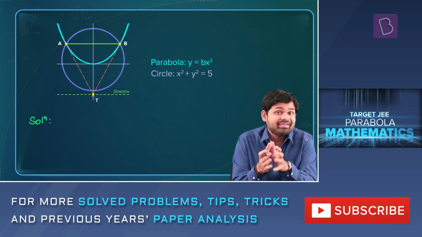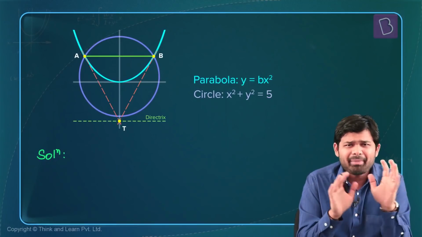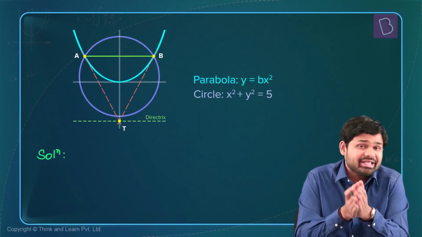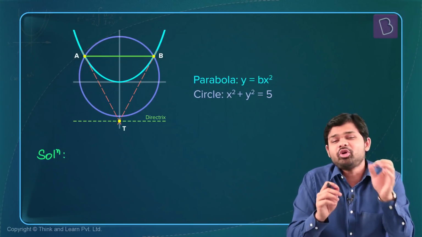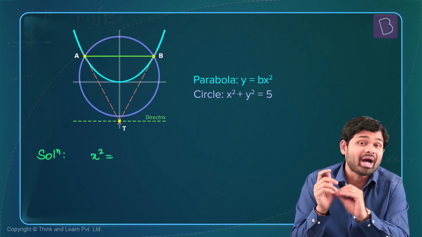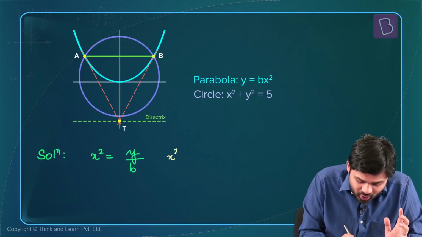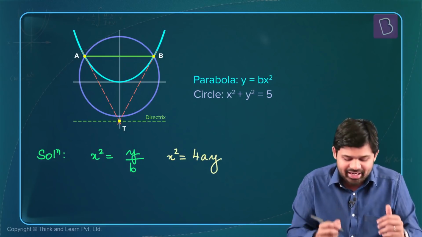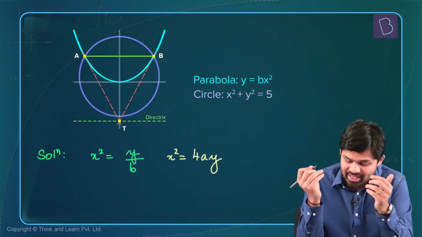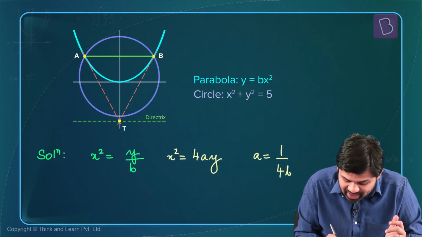First of all, we've been given the equation of the parabola, which is y equal to bx square. But I don't like writing the equation in this way, so I'm going to rewrite it in a way which I'm familiar with. So I'm going to write it as x square equal to y by b. Now let's compare it with the standard form, which is x square equal to 4ay. And from there, I get 4a equal to 1 upon b, or a equal to 1 by 4b.